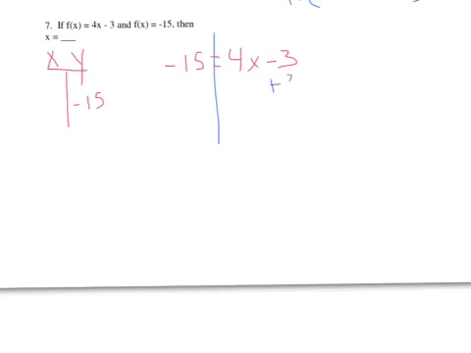So I'm going to add 3 to both sides, and that's going to give me negative 12 equals 4x, and this canceled. Right? Negative 3 plus 3 is 0, so that's all I'm left with is the 4x. And then I'm going to divide by 4, and we're going to get negative 3 equals 1x. So the value of x in this problem is negative 3.